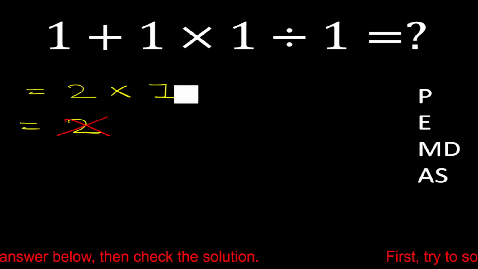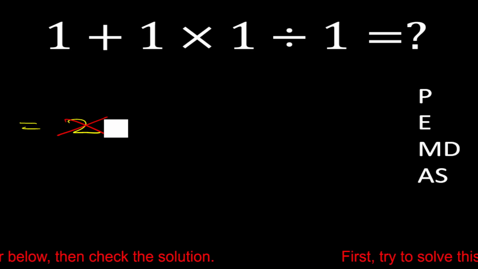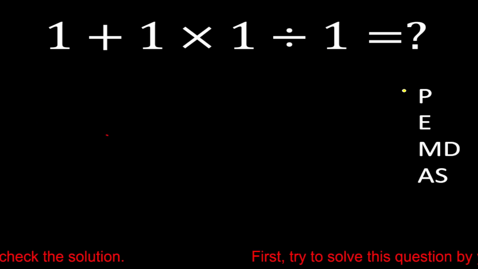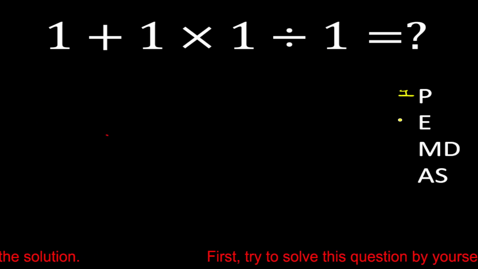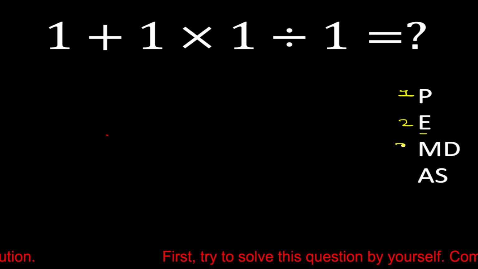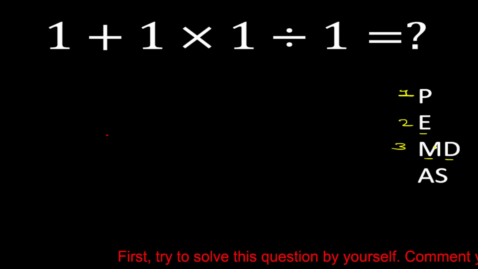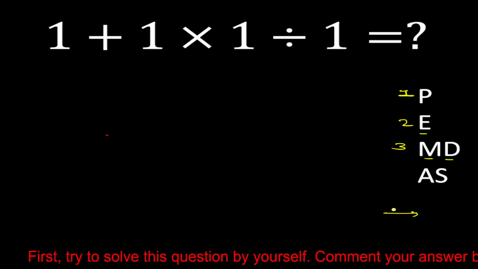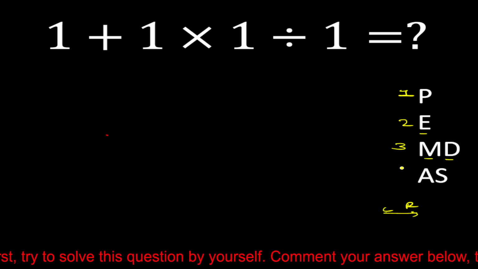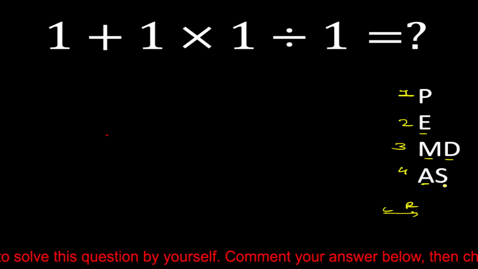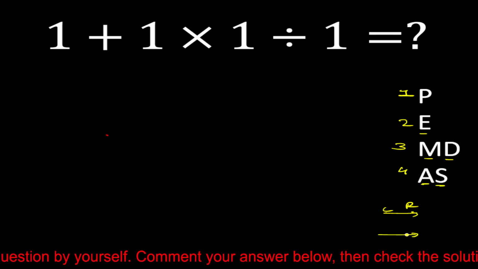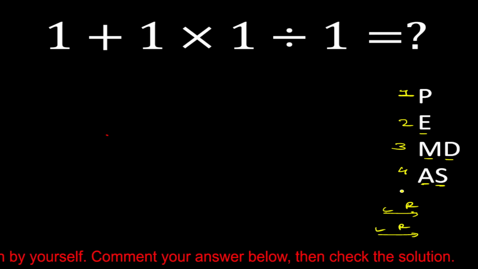So now let's solve this problem correctly by using the PEMDAS rule. Okay, PEMDAS. First priority is parentheses. Second priority is exponents. Third priority is multiplication and division. Multiplication and division both have equal priority, so we have to solve them from left to right. Then the fourth and last priority is addition and subtraction. Addition and subtraction also have equal priority, so we have to solve them from left to right.